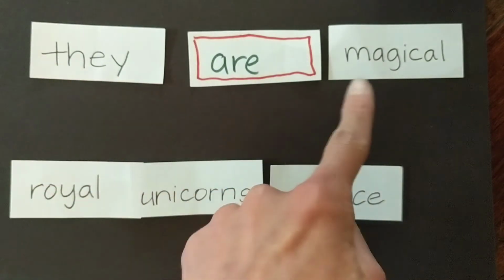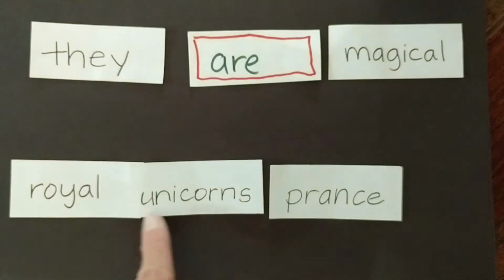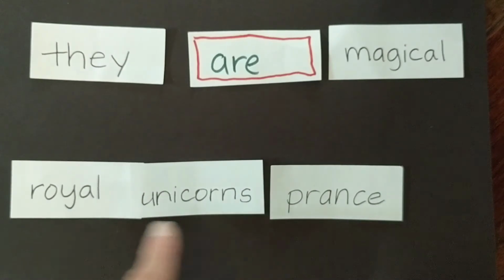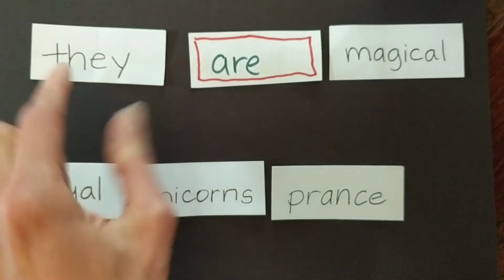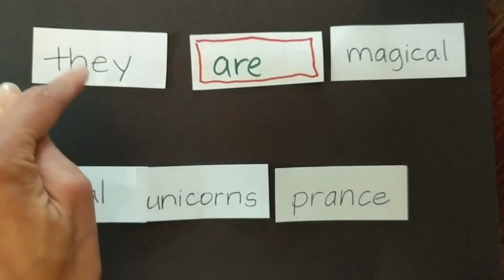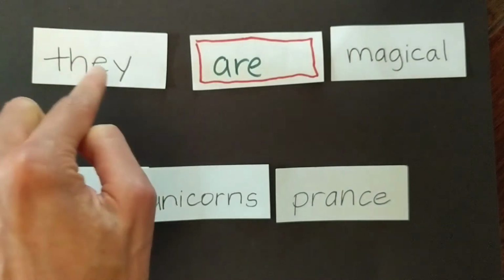Which sentence? They are magical or royal unicorns prance? I hope you said this sentence should go first. Royal unicorns prance. And the reason is that if we are going to replace royal unicorns with they, we have to name our subject first before we replace it.